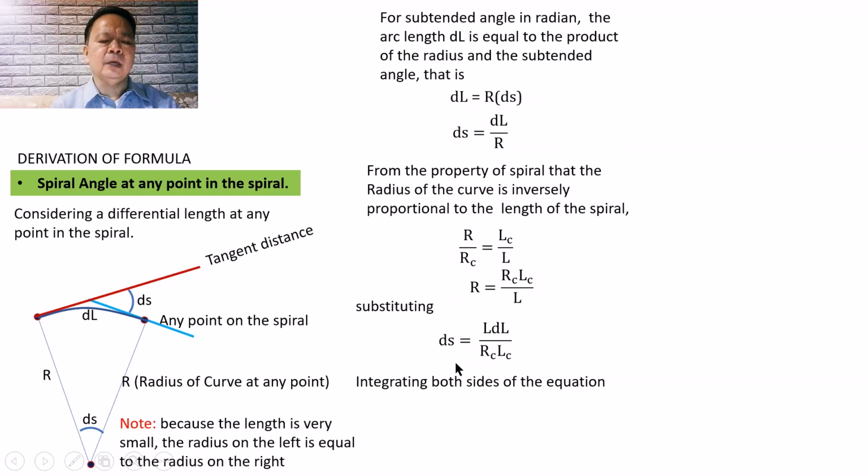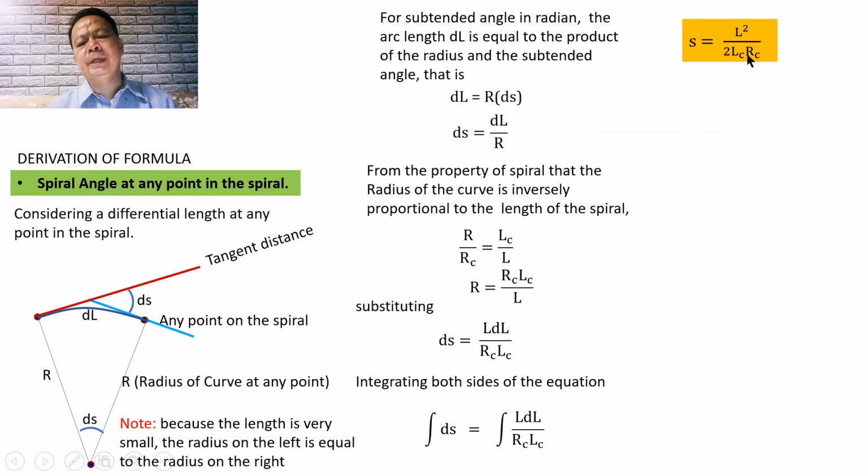If we integrate both sides of the equation, what will be our equation? Our equation becomes the integral of ds equal to the integral of L squared dl over r sub c, L sub c. And if this will be simplified, then we shall be getting the formula for s, and that is s equal to L squared over 2 L sub c, r sub c. So we have already derived one formula, and that formula is for the spiral angle at any point on the spiral.